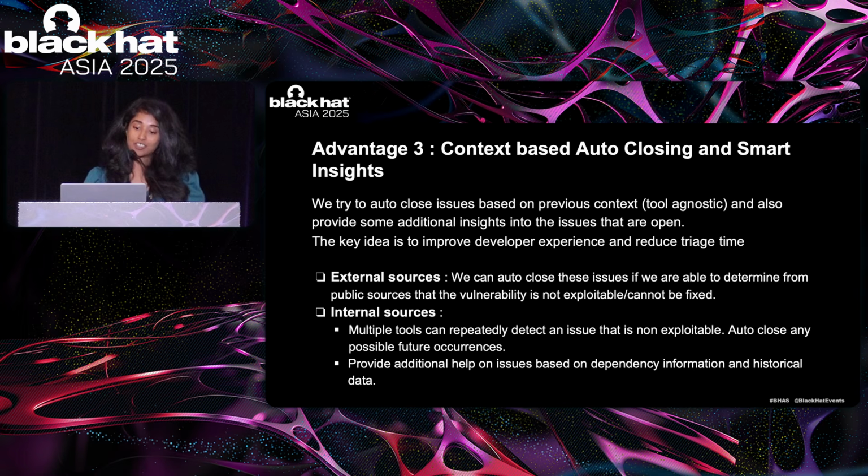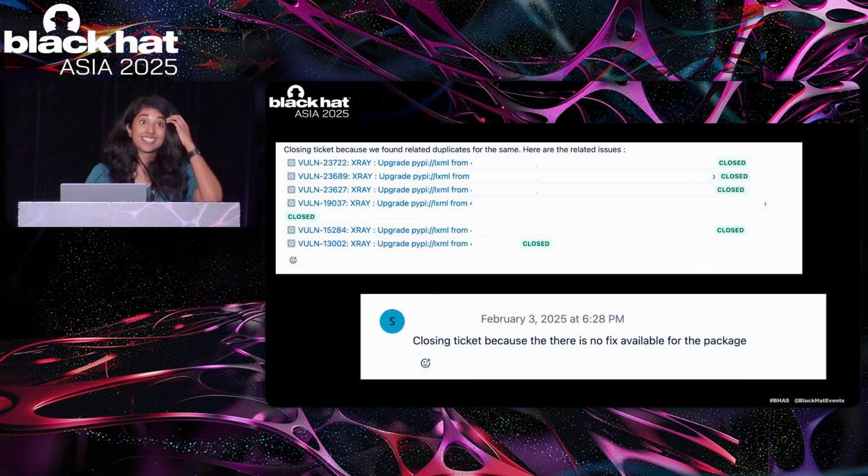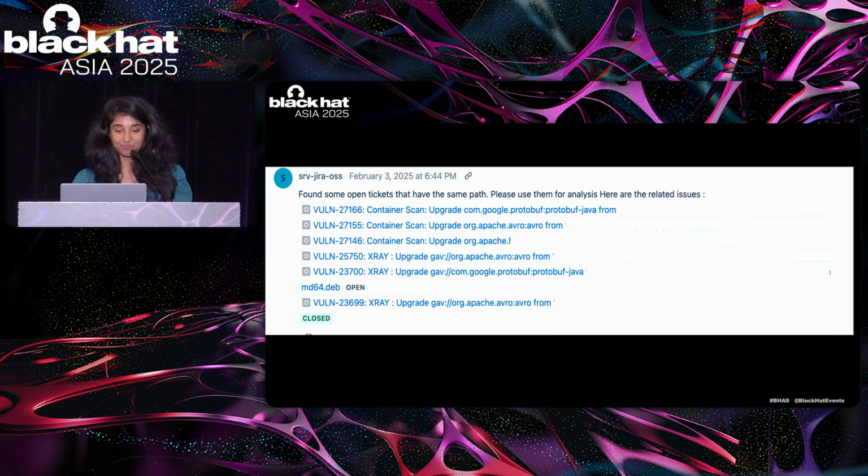And we also said it's going to be tool agnostic. So, why is it tool agnostic? Because this is institutional knowledge. This is very specific to your company. So if we build it in a tool agnostic way, then it is scalable. Tomorrow you can integrate 100 tools, but you'll still have this information that will be completely tool agnostic, and it'll still work for your remediation. The second example is closing tickets because no fix is available. That's an example of the first data source, external sources.